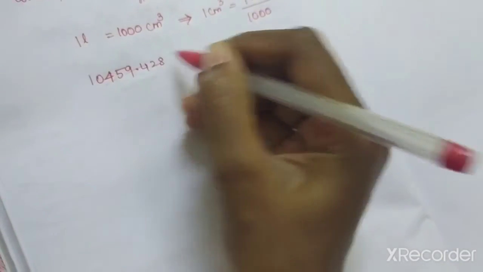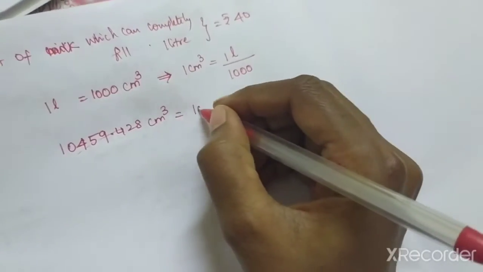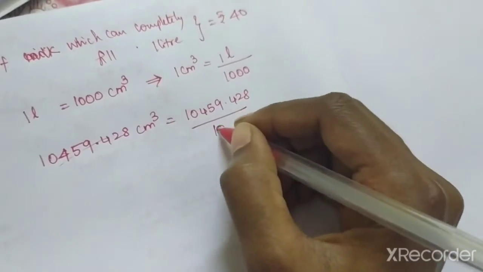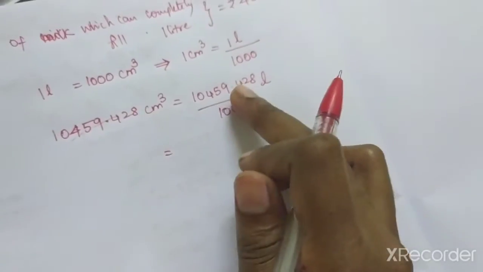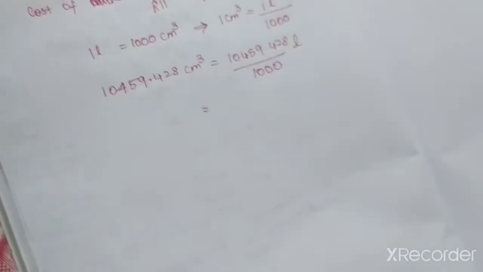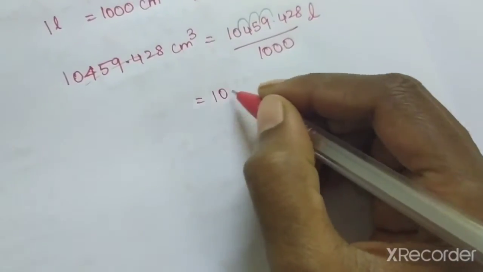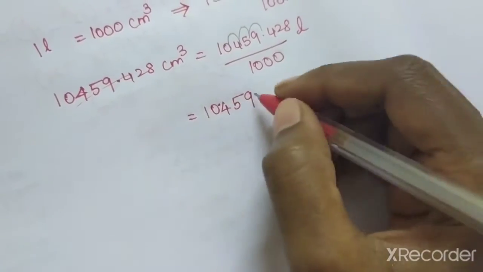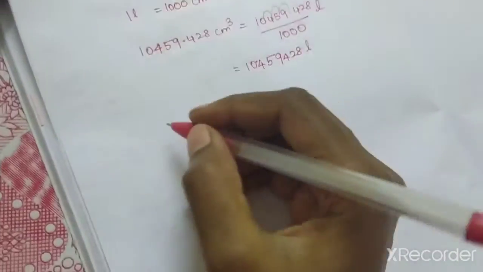10459.428 centimeter cube equals 10459.428 by 1000. Division by 1000 means convert into liter. So 3 steps: 1, 2, 3. So in this place put a point: 10.459428. So it's converted into liter.